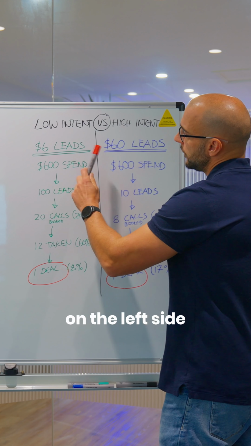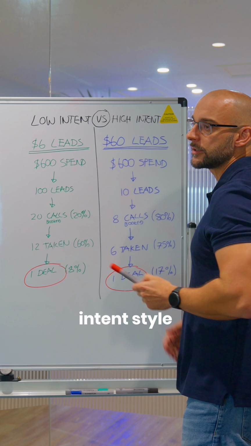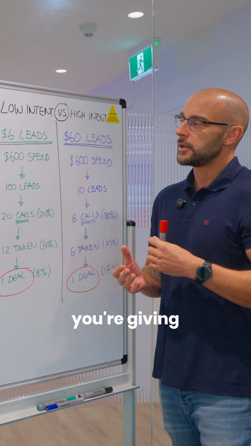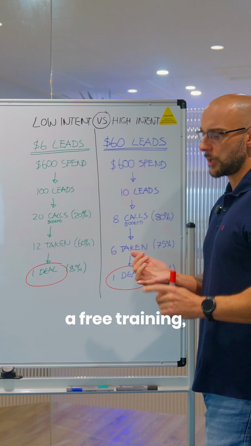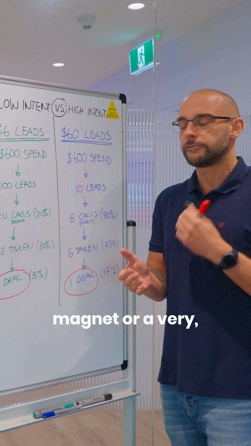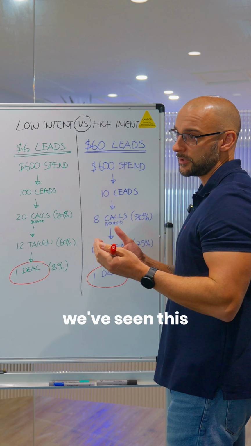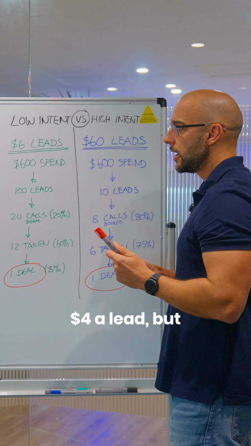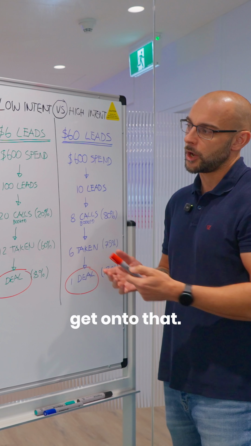Okay, so on the left side here, we've got a low intent style funnel, and on the right, we've got a high intent style funnel. On the low intent, what that basically usually looks like is you're giving away something that's really low friction, whether it be a free resource, a free training, maybe it's an ebook. It's basically either a lead magnet or a very, very low friction offer that's going to get you cheap leads. And we're seeing this even in 2026 as low as $2, $3, $4 a lead. But it's not necessarily who you want to be going after. Sometimes it is, sometimes it isn't, and we'll get onto that.